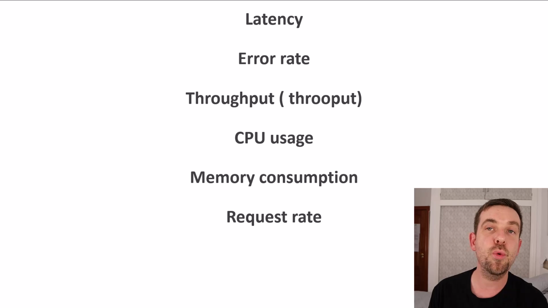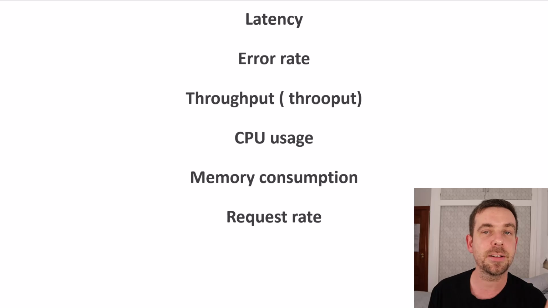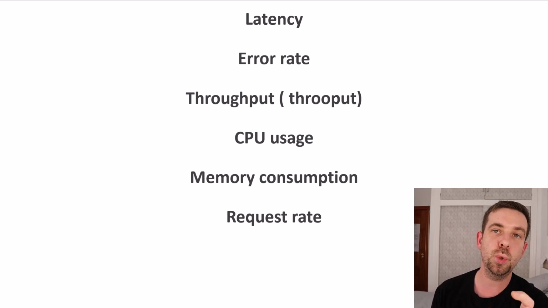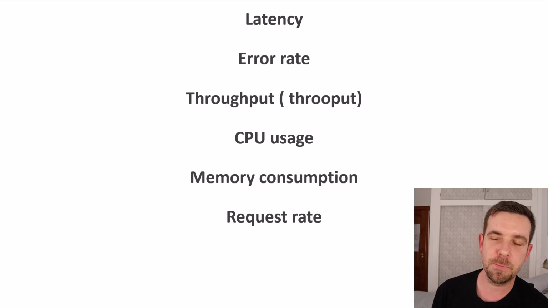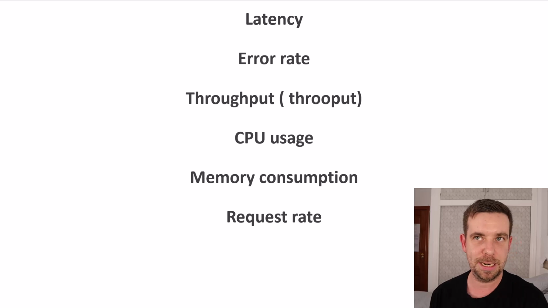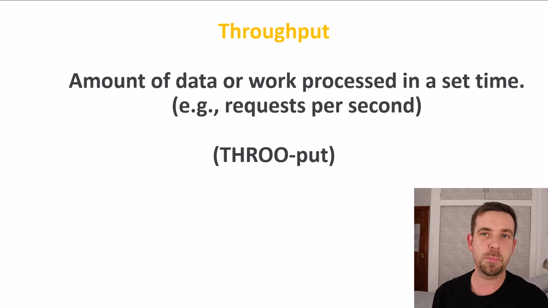Throughput. Now again, I know you can see the GH in the writing. It's not the sound. The sound is throughput. CPU usage. So the U in usage is usage, not usage or usage, but usage. Memory consumption, and request rate.